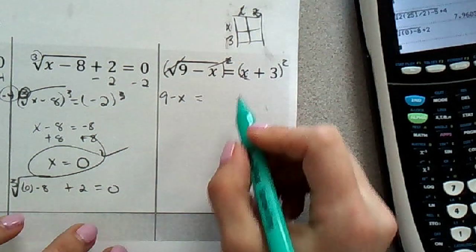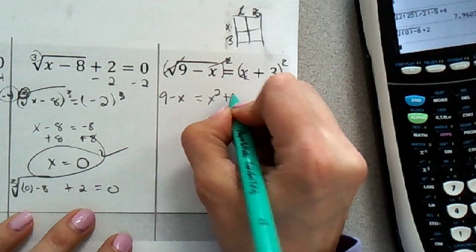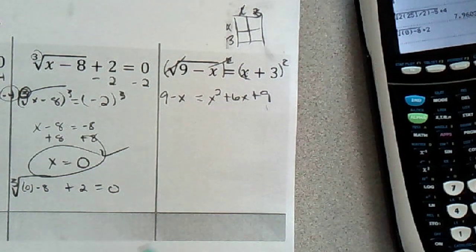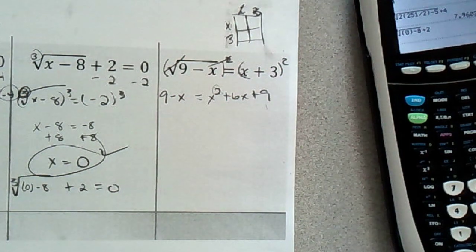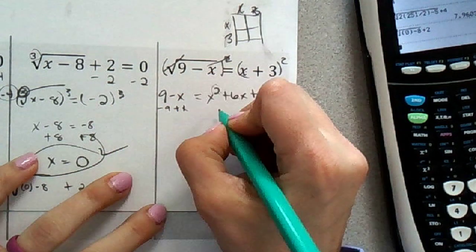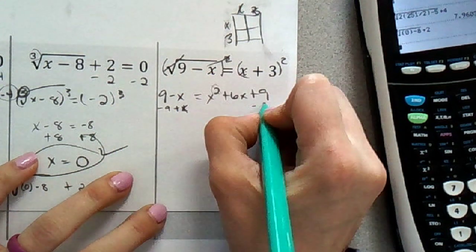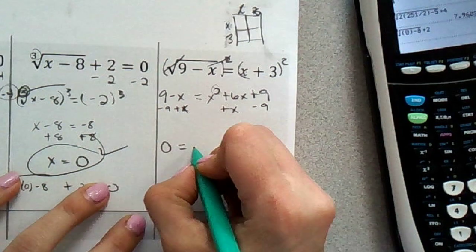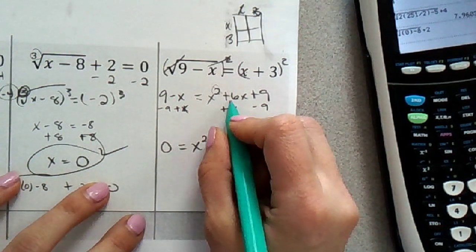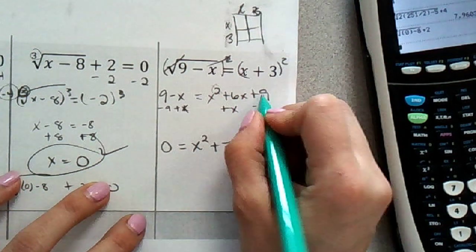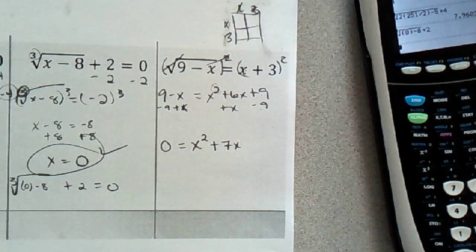There we go. So then we end up with x squared plus 6x plus 9. Make sure your box says that. And now I have a quadratic. Quadratics have to equal 0 in order to solve. So I'm going to subtract 9 and add x: minus 9 plus x. And I'm going to get 0 is equal to x squared. 6x plus 1x is now 7x. 9 minus 9 is 0, so I don't write anything.